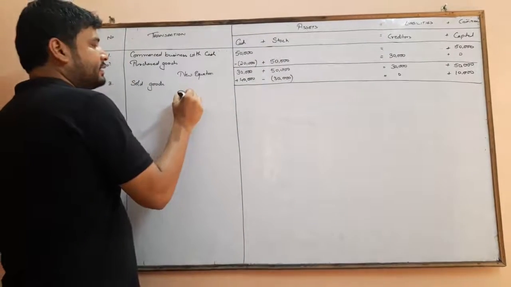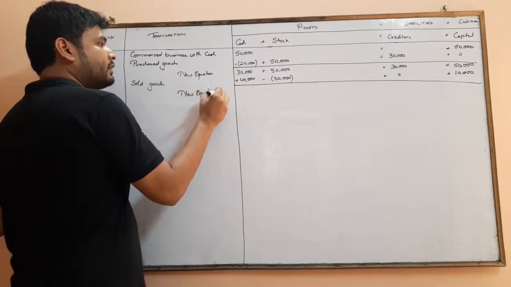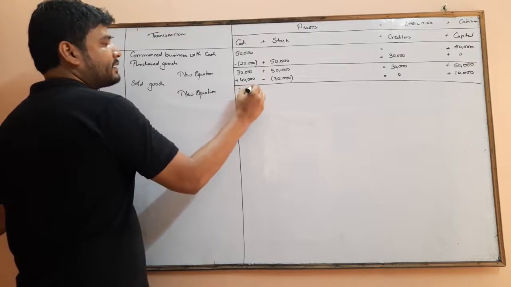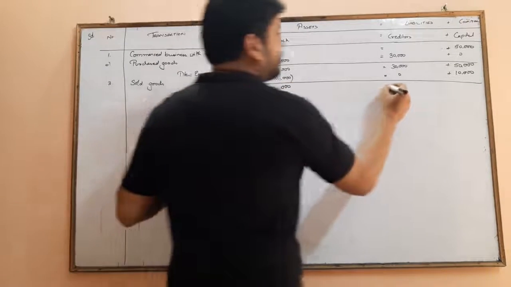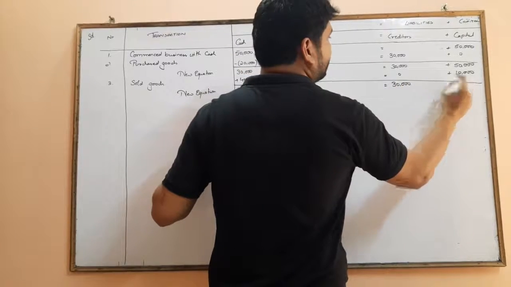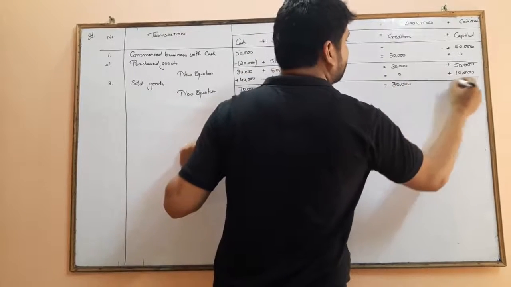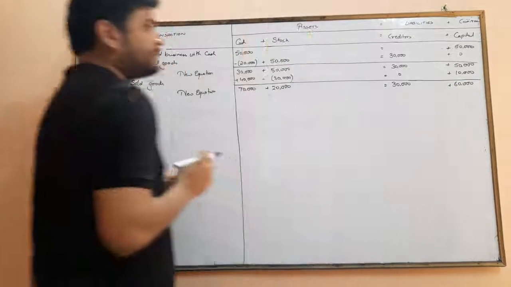after this transaction, that is 70,000 cash, 20,000 stock, 30,000 creditors, and 60,000 I'm having as capital. It will balance with 90.